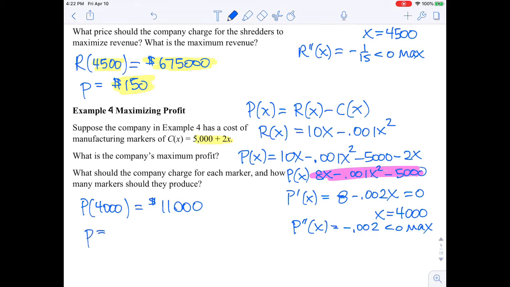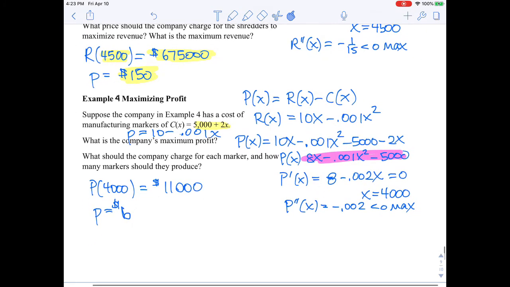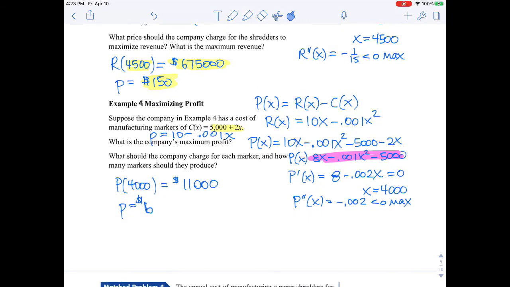The price, okay, so that price function from that prior problem was p equals 10 minus 0.001x. And the price then that we should charge is $6. So very similar to our maximizing revenue, only use the profit function.